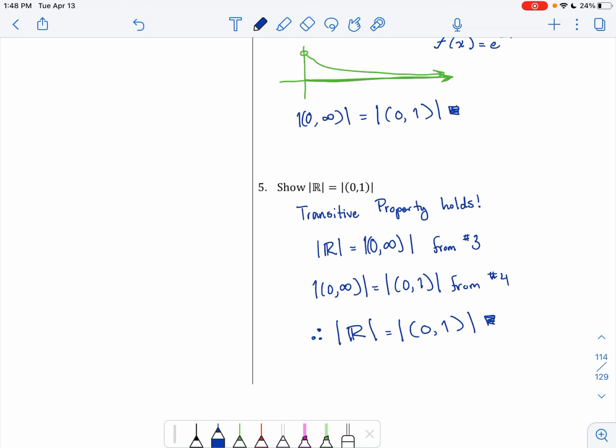This may seem like something that does not feel true, that all the real numbers, the whole number line, is the same as this little interval in here. But using our knowledge of bijections and our understanding of the transitive properties, we hold that this must be true.